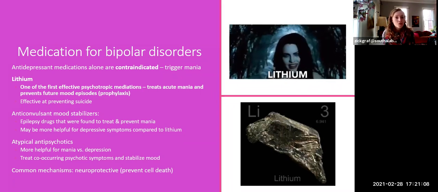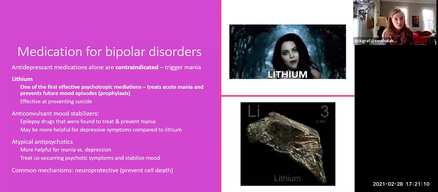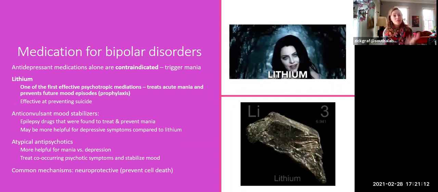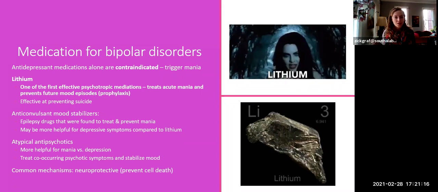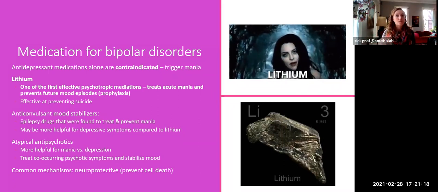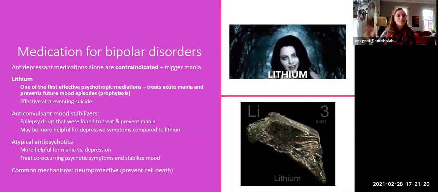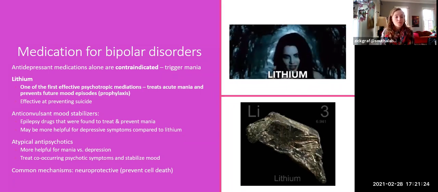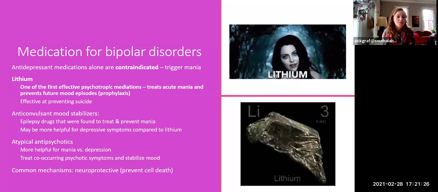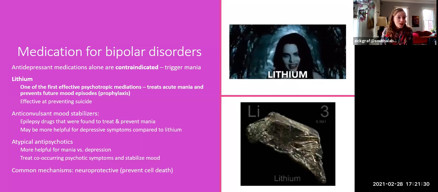So other treatments for bipolar disorder include anticonvulsant mood stabilizers, which were drugs that were originally designed to treat epilepsy, but that actually have been found to be effective in stabilizing mood and helping people return from a manic state and prevent mania. And atypical antipsychotics. So some of the same drugs that are taken to treat psychosis also have been found to be helpful for both depression and mania.